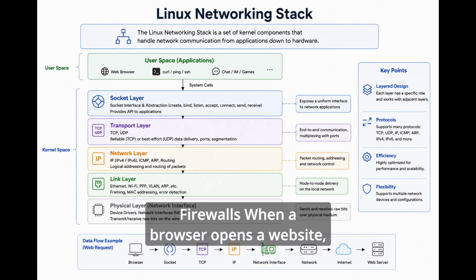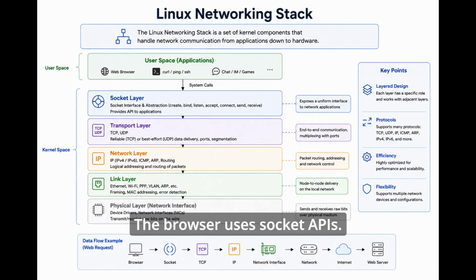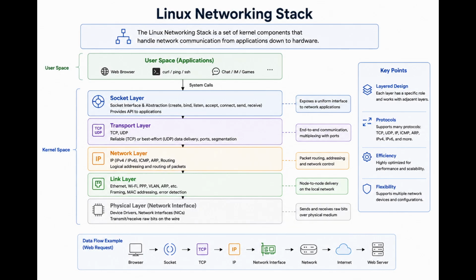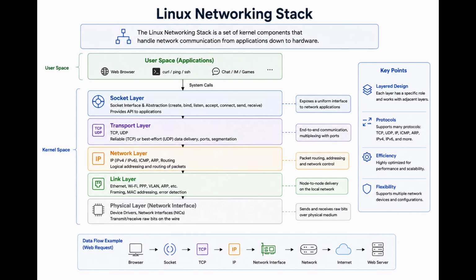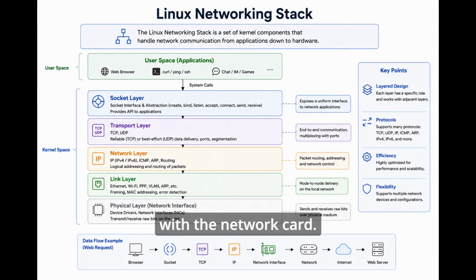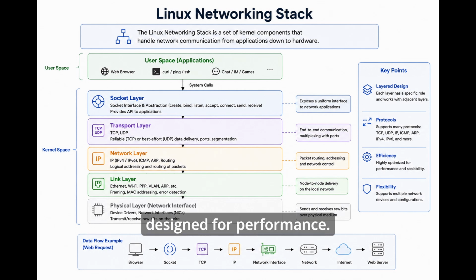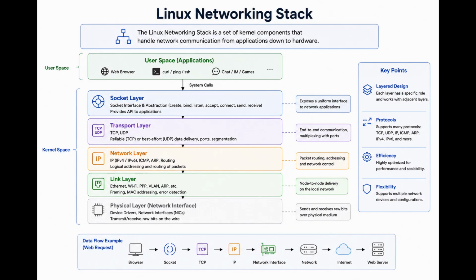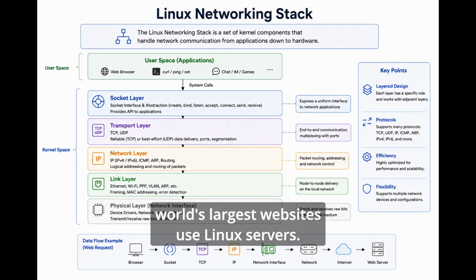When a browser opens a website, the request travels through several layers. The browser uses socket APIs. The request enters the TCP/IP stack. The kernel processes packets. The network driver communicates with the network card. The hardware sends data to the internet. Linux networking is designed for performance, scalability, and reliability. This is why many of the world's largest websites use Linux servers.